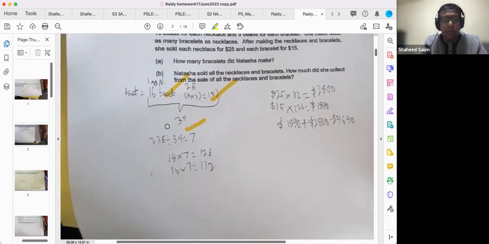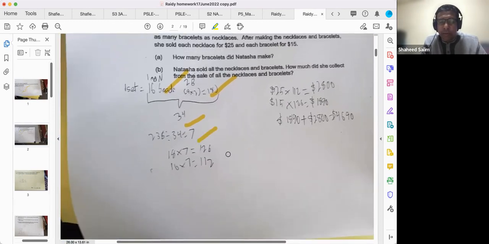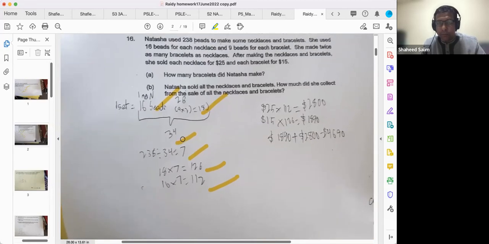Okay. So now, 238 minus 34 got 7. So now you got the number of sets. Well done. What did I ask you? How many bracelets did she make? Your first answer is what? 7. 14. Which one? You made how many sets? There's 7 sets, right? 7 sets means 7 necklaces, but 2 bracelets in each set. So you must times 2. 7 times 2 gets 14 for this one. Are you confused? You sure not? You confused, right?